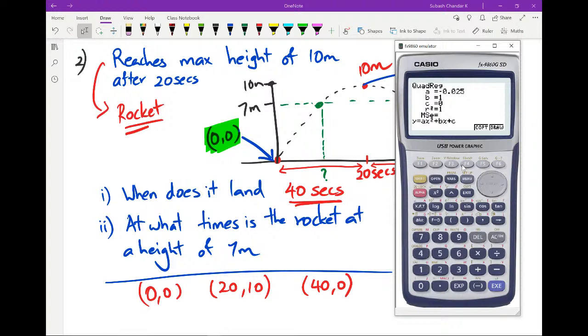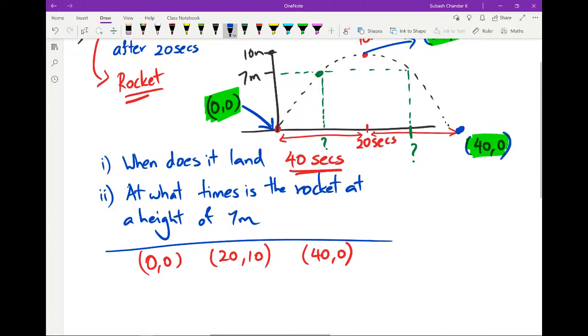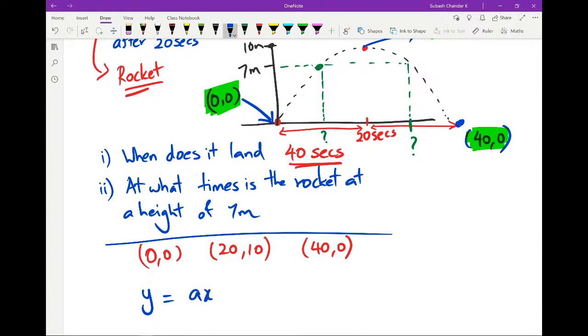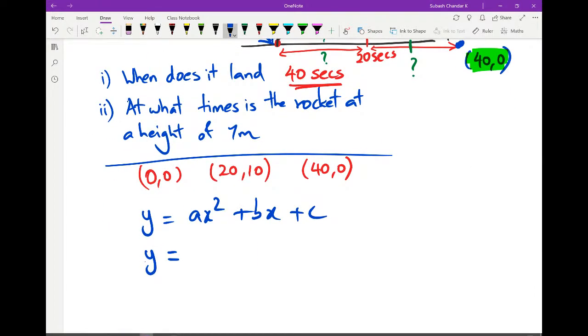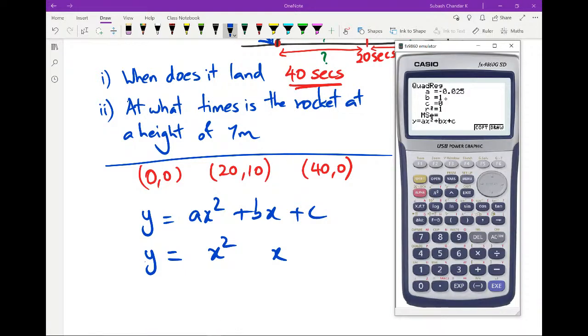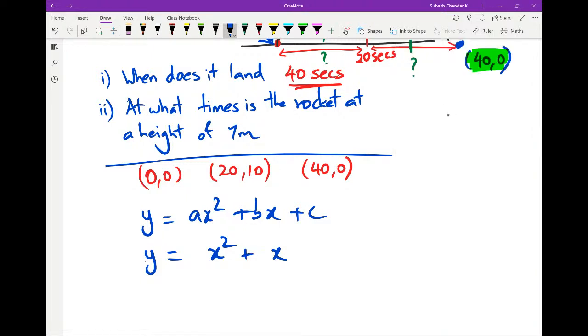Cool. So what we have is the equation. I'm going to write down that equation first. We've got y equals ax squared plus bx plus c, and I'm going to have x squared and x, but let's see what else we've got here. So negative 0.25 and positive 1. Of course I had to do it like this. So now that's my equation of the rocket itself, right? Give me 1 second, guys. Just need to pick this up.